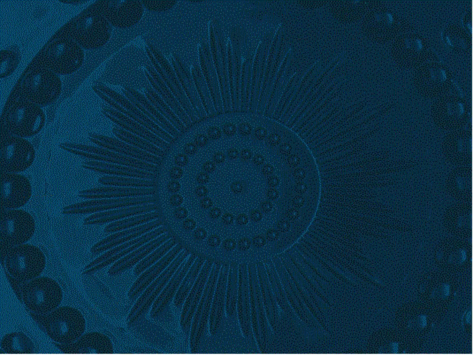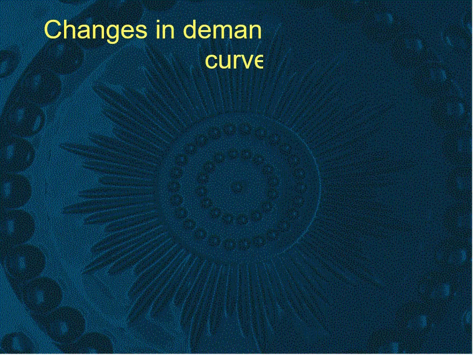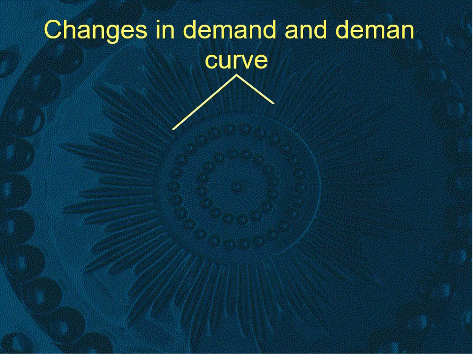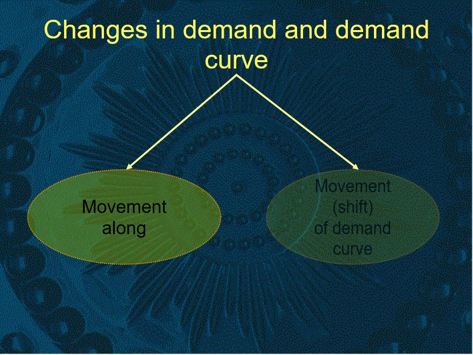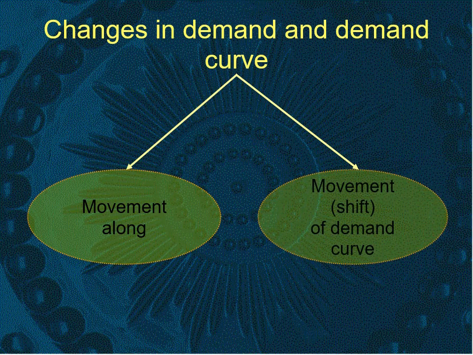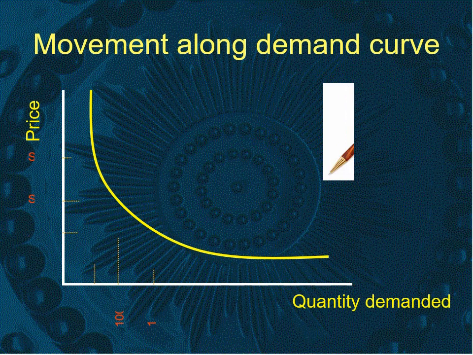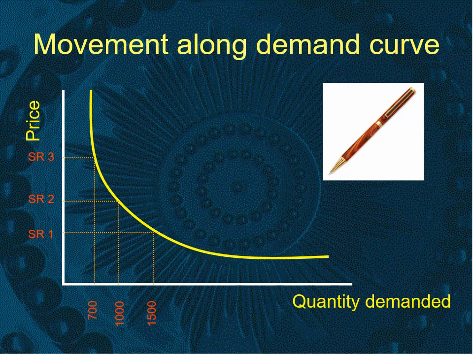There are two types of changes that could happen to the demand curve. First is the movement along the demand curve, and the second, the movement or shift of the demand curve. Moving along demand curve happens as a result of change in price, which leads to a change in quantity demanded.